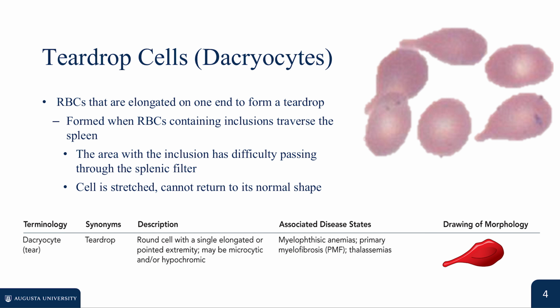Another major mechanism occurs in fibrotic bone marrow, where dense collagen fibers replace normal stromal elements. Rigid red cell precursors are physically stretched as they squeeze out of the fibrotic marrow space into circulation. Additionally, traversing microvascular fibrin networks or microthrombi can mechanically stretch circulating cells. Clinically, teardrop cells are a classic finding in primary myelofibrosis, or PMF, as well as myelophthisic anemia, thalassemias, and severe anemias.